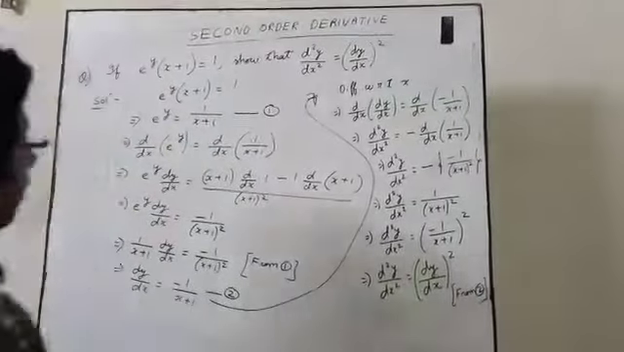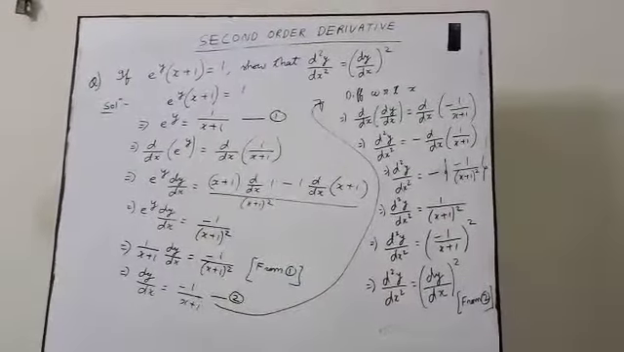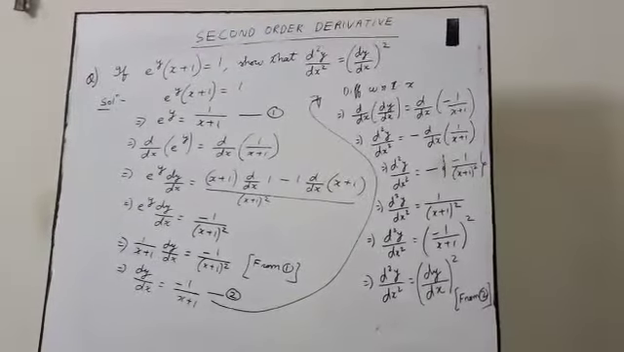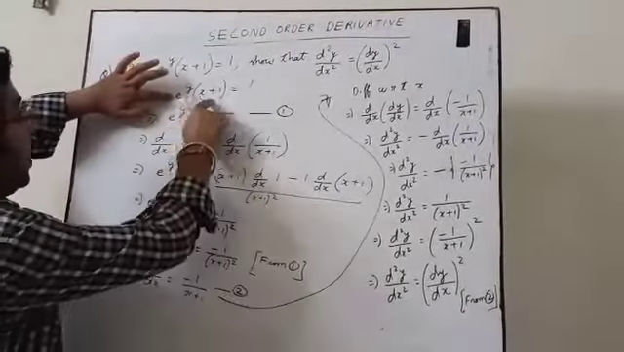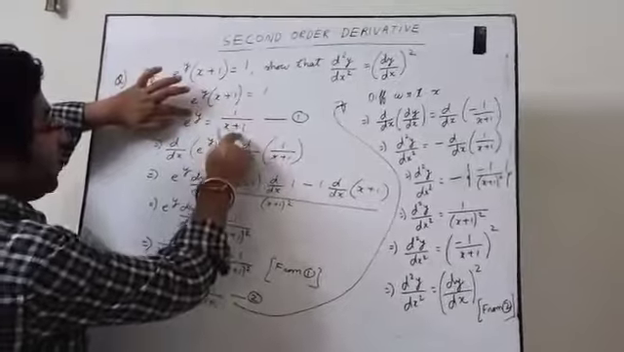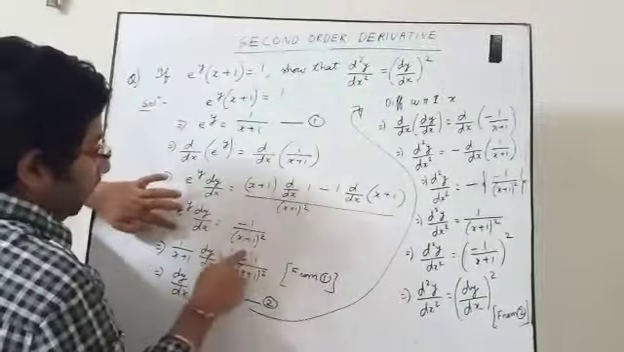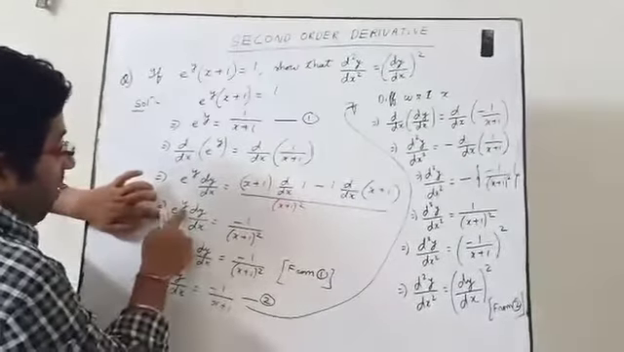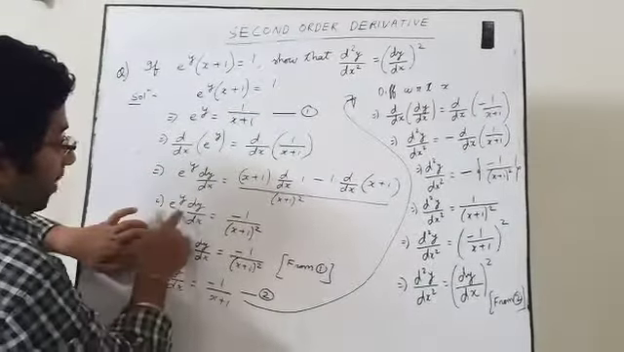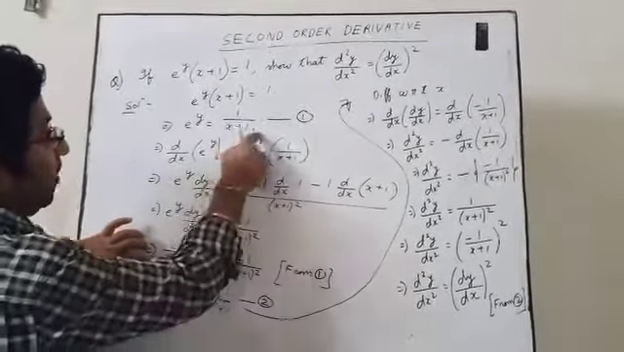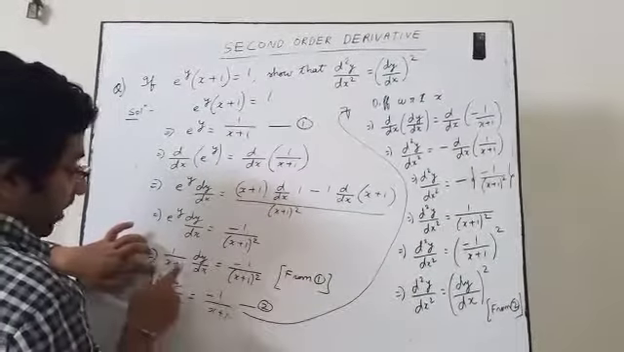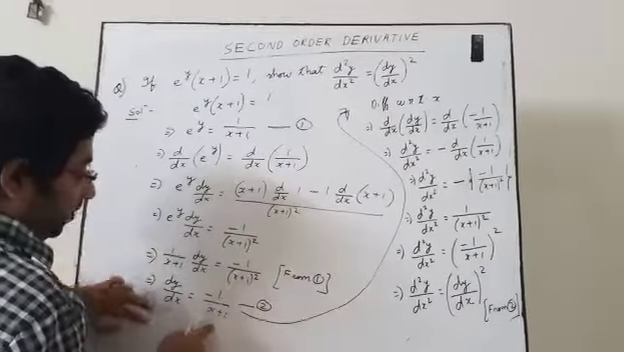Check the problem properly. Is it clear or not? e to the power y (x plus 1) is equal to 1. I kept it here, then did the derivative. We approached like this and got this one. Then e to the power y means 1 by (x plus 1). How did we get that? From equation 1. So (x plus 1) and 1 by (x plus 1) cancelled out, we got this one.